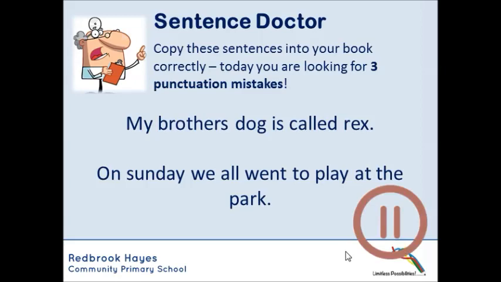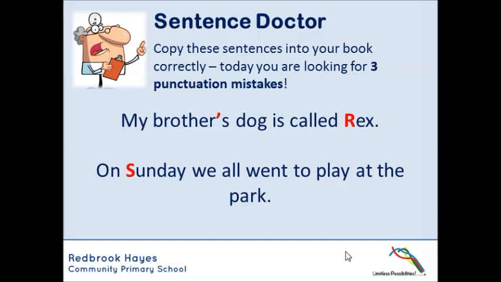Okay then, all now ready to spot those punctuation mistakes. I wonder if you managed to get them all correct. Let's have a little look. So the first sentence, my brother's dog is called Rex. You should have hopefully spotted that the dog belongs to the brother, so that needed an apostrophe to show possession in that sentence. And the name Rex did not have a capital letter, and it's a noun, a proper noun, so it needed a capital. So hopefully you corrected those 2.